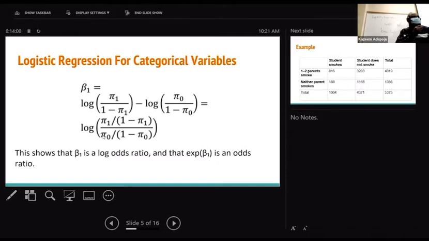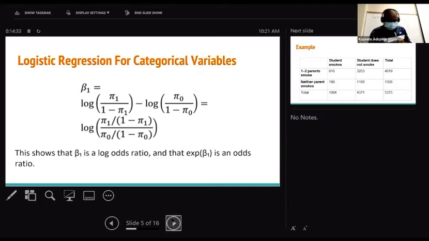So what am I trying to show now? The beta 1 is a log odds ratio, and the exponential raised to the power of beta 1 is the odds ratio. I've walked you through that before. This is just to show you the mathematical way of deriving beta naught and beta 1 when you are working with a categorical variable.